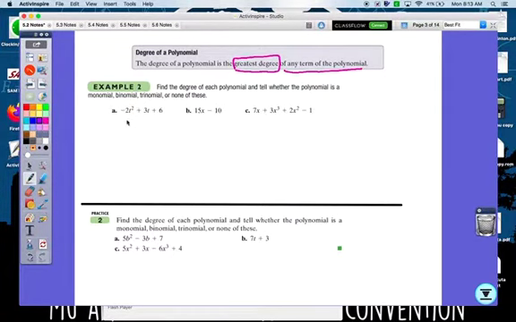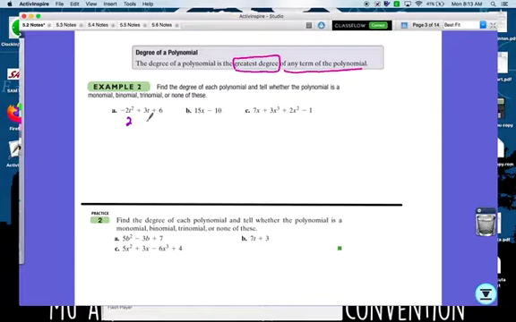So for A, as far as degree is concerned, the first term has a degree of 2. The second term has a degree of 1. And the third term has a degree of 0. So the highest degree is the 2. So overall, the polynomial has a degree of 2. So this is second degree. And as far as the number of terms, it has 1, 2, 3 terms. So this is a second degree trinomial.